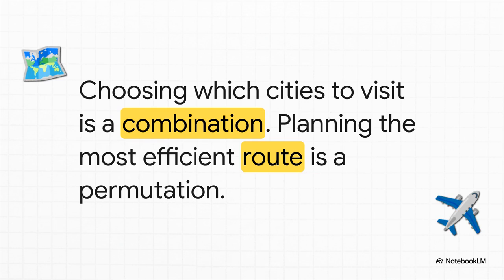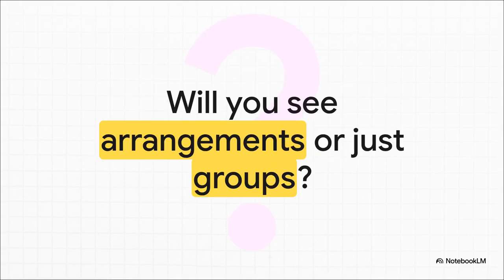Even planning a trip uses both ideas. Choosing which 5 cities you want to see in Europe, that's a combination. But figuring out the most efficient route to fly between them to save time and money, that's a permutation problem. So there you have it. From the lock on your gym locker to planning your next vacation, it all comes back to one simple question. Does the order matter?